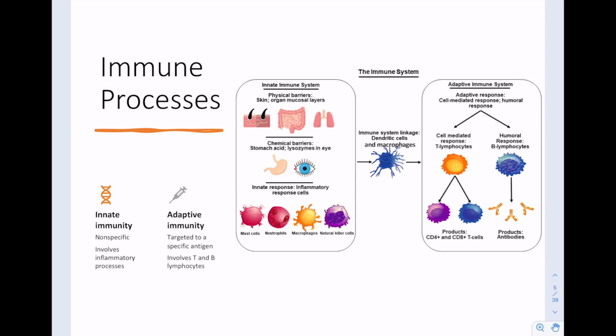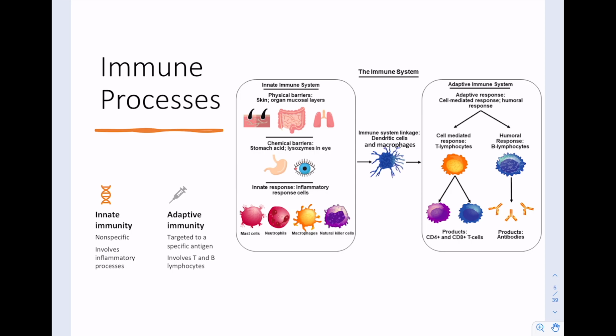We also have chemical barriers, things that also prevent the pathogens from making their way inside of us or for staying alive once they're inside of us. Things like acid, things like lysozymes in the eyes. And we've got cells that are part of the innate immune system to help target and destroy pathogens once they've passed those barriers. So mast cells, things that secrete histamine, neutrophils that are phagocytes, macrophages that are phagocytes, natural killer cells that can then target virally infected or cancer cells.